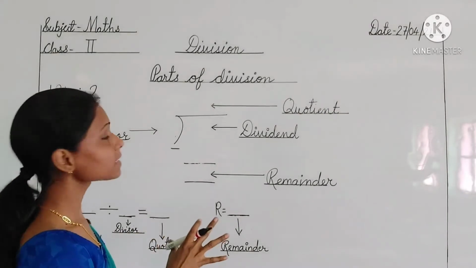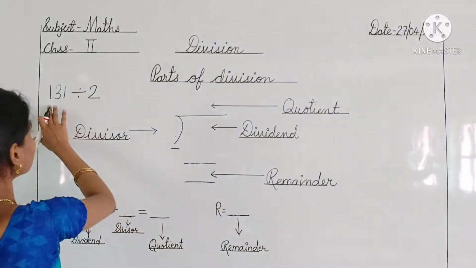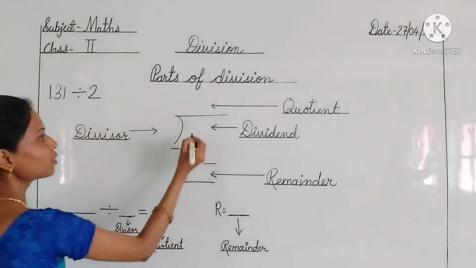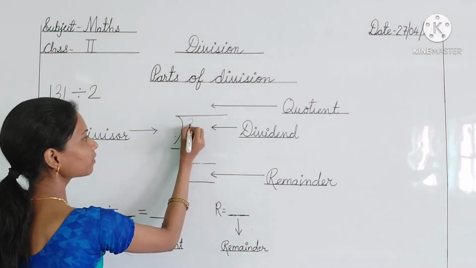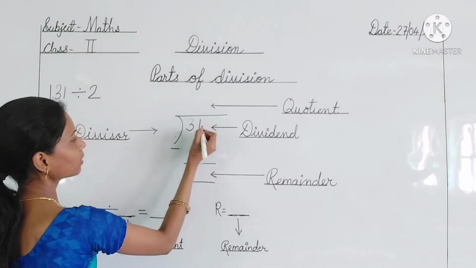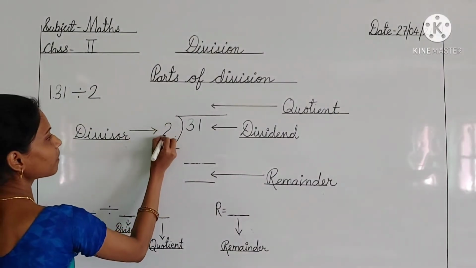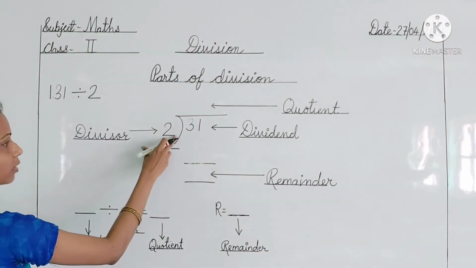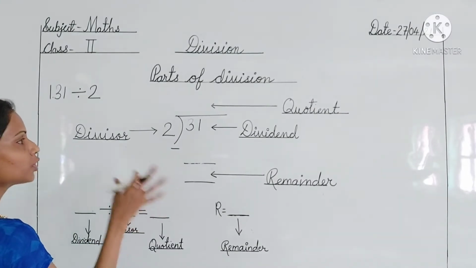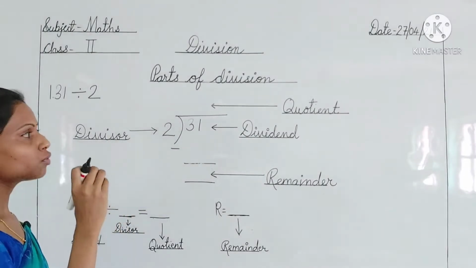The next question given in your book is 31 divided by 2. In place of dividend we will write 31. In place of divisor we will write 2. So let's say the table. 2 ones are 2. 2 twos are 4.